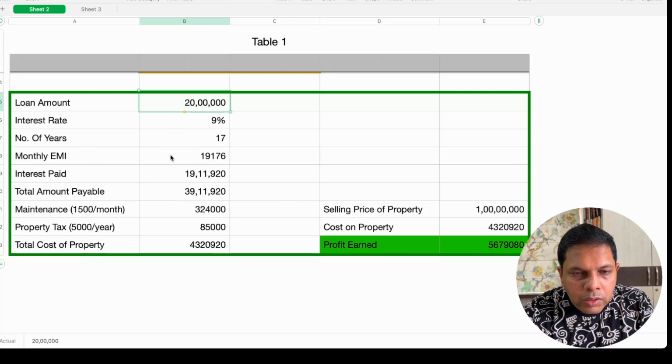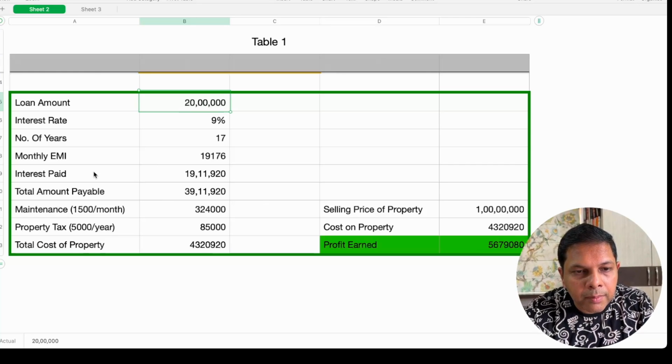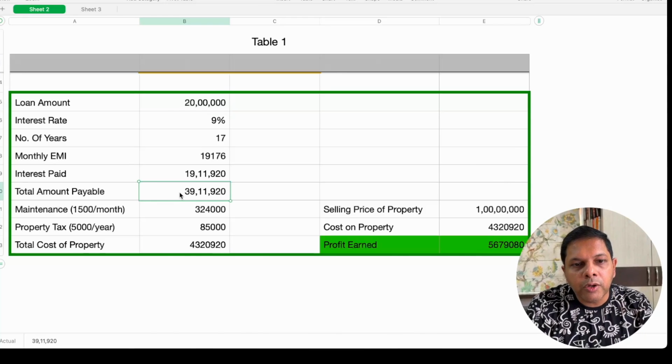Now, if you calculate based on the 17 year time period, the interest paid by my friend would be to the tune of around 19 lakh rupees, and including the principal that the person would have paid, the total amount that he should have paid to the bank would be around 39 lakh 11,920 rupees, right? So this is the total amount that my friend would have paid to the bank.